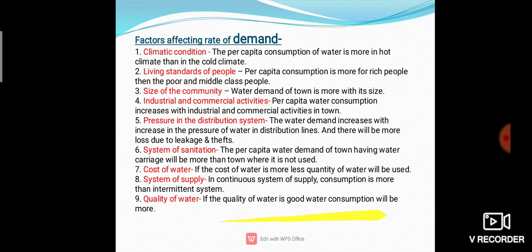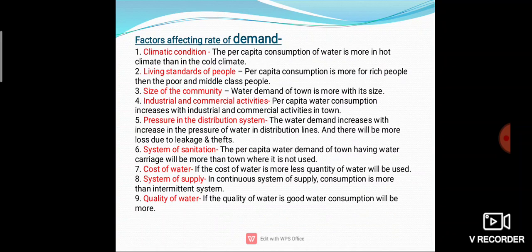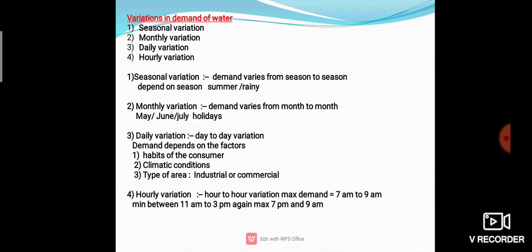Okay, then system of sanitation, per capita demand of a town having water carriage will be more than a town where it is not used. After that, variation in demand of water is due to 4 reasons: seasonal variation, monthly variation, daily variation, and hourly variation. Seasonal variation means demand varies from season to season. So summer or rainy season.